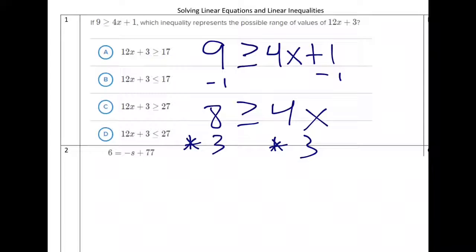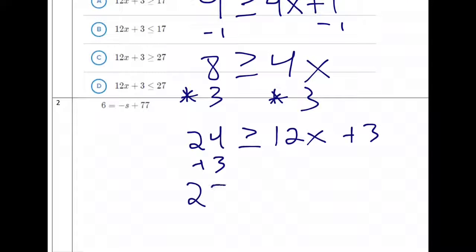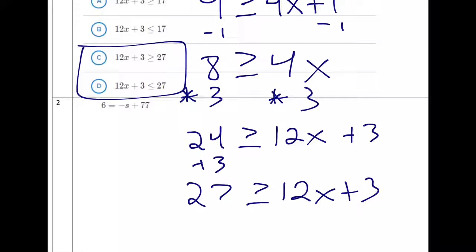This gives us that 24 is greater than or equal to 12x, and if I want to add 3 to both sides, I can simply write plus 3 and plus 3. Or in other words, 27 is greater than or equal to 12x plus 3. So if you're confused because the 27s are on the right here for C and D, pay attention to the direction of the alligator's mouth. It's open toward 27. That's why D is correct.